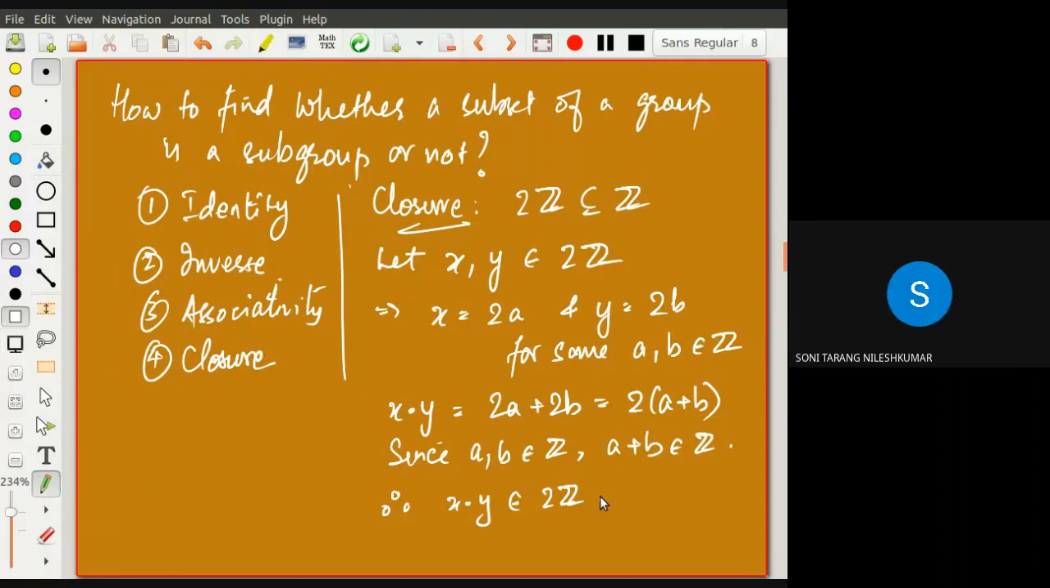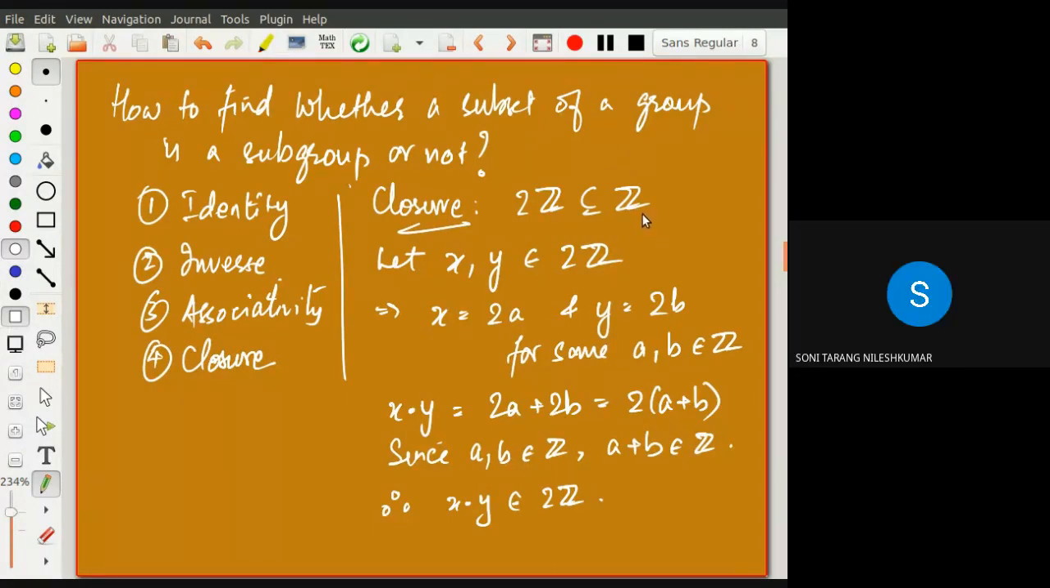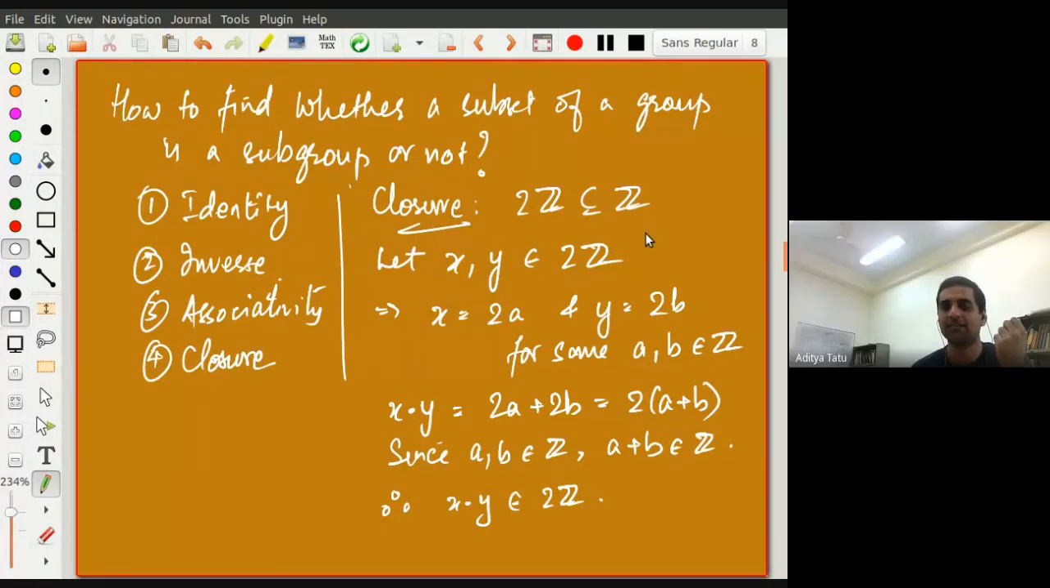Sir, this a, b belongs to Z implies a plus b belongs to Z, this we have to assume, right? No. We are not assuming this. See, 2Z is a subset of the group Z, right? So a, b are elements of that group, isn't it? We already know that it is a group. Exactly. So we have not assumed anything. Be very careful here.